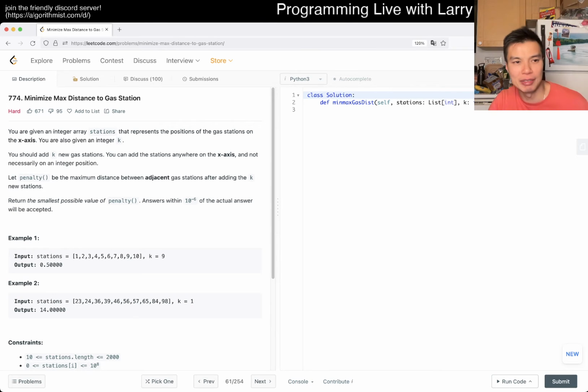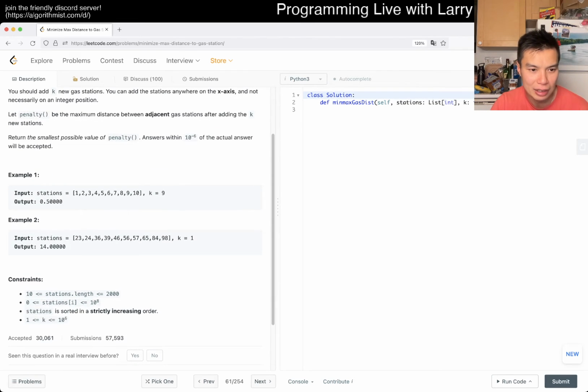Today's problem is 774, Minimize Max Distance to Gas Station. You're given an integer array stations that represents the positions of the gas stations on the x-axis. You are also given an integer k. You should add k new gas stations. You can add the stations anywhere on the x-axis, not necessarily at an integer position. Let penalty be the maximum distance between adjacent gas stations after adding the k new stations. Return the smallest possible penalty. Answers within 10 to the -6 of the actual answer will be accepted.